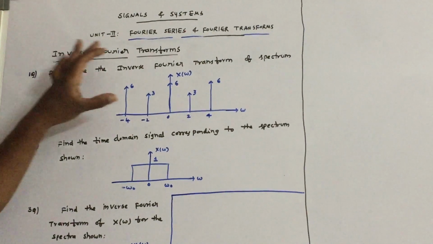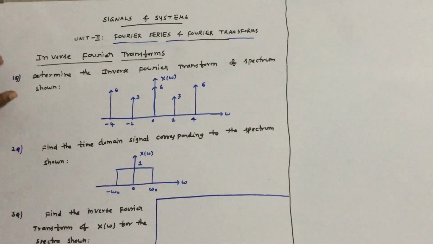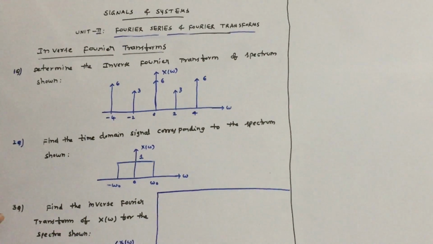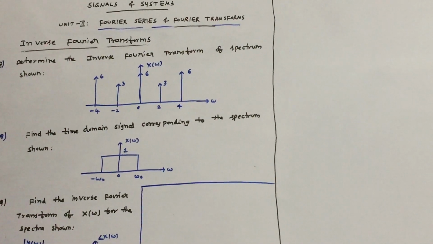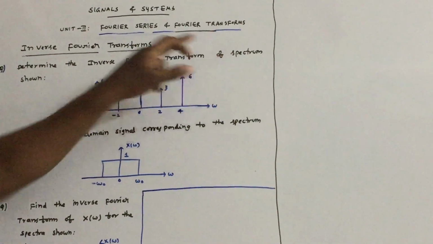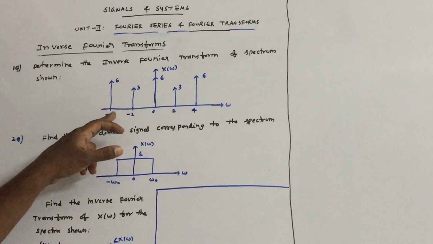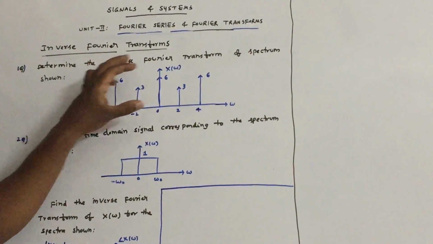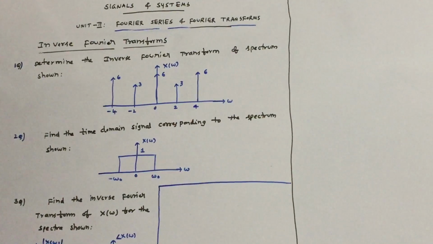So let us find the inverse Fourier transform of the following problems. Three questions I have given. So we want to find out the inverse Fourier transform of these problems. First, let us see, determine the inverse Fourier transform of the spectrum shown here. So 1, 2, 3, 4, 5 impulses are given. We want to find out the inverse Fourier transform of this.